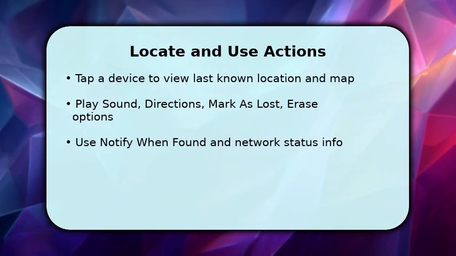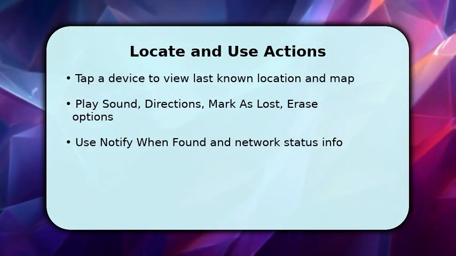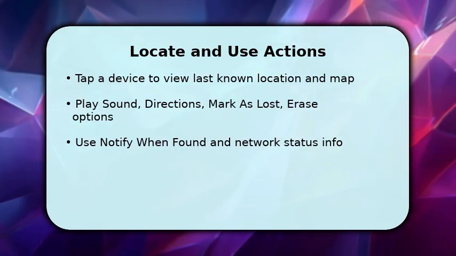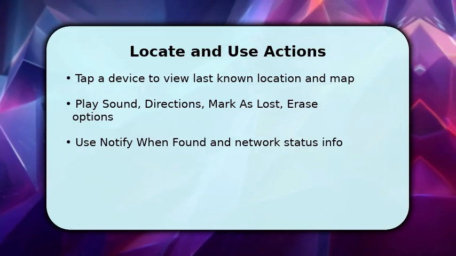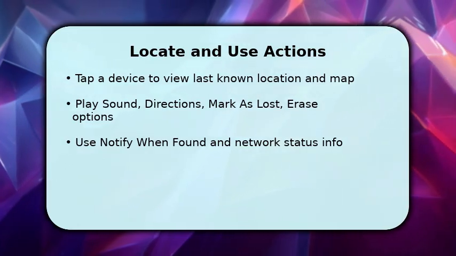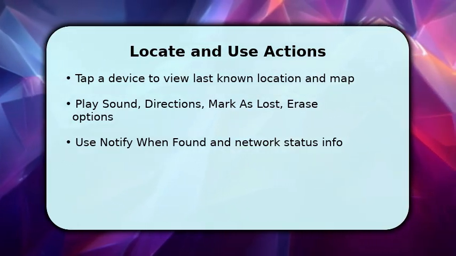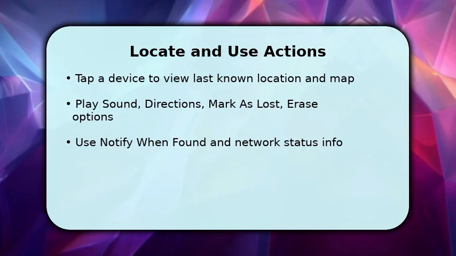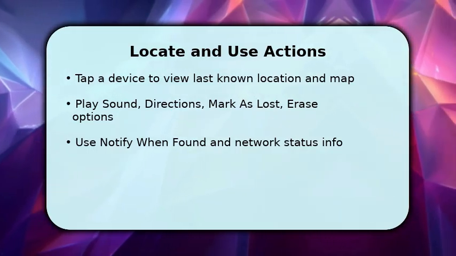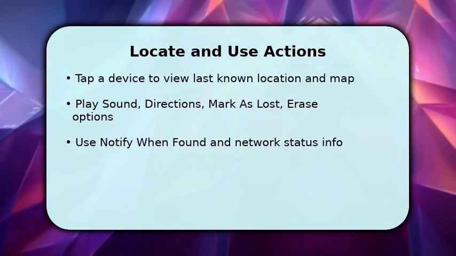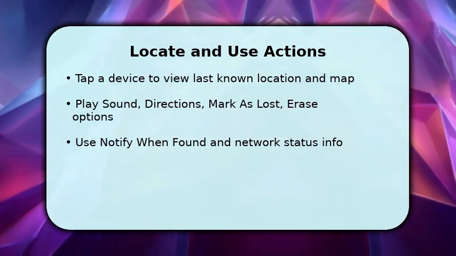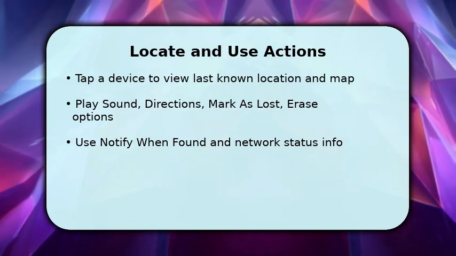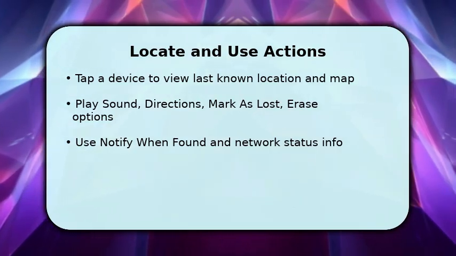Once you select a device, the map shows its current or last known location, and you can pinch to zoom for precision. You'll see actions: play sound to help nearby retrieval, get directions to navigate there, mark as lost to lock and display a message, or erase this device if it's unrecoverable. Make sure to check the device's network status and enable Notify when found for offline devices so Apple's Find My network alerts you automatically when it's located.